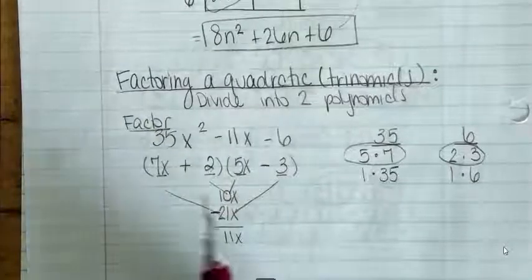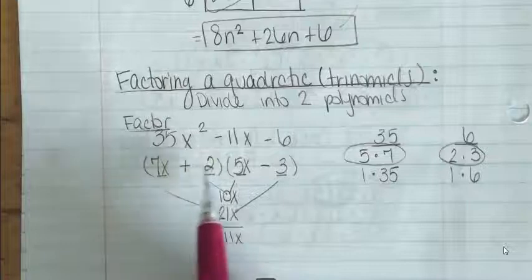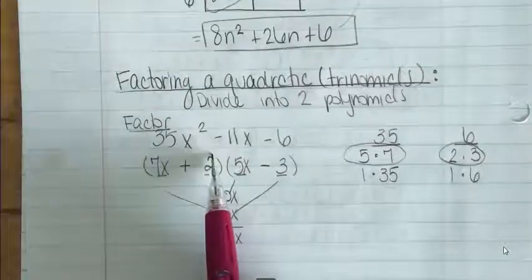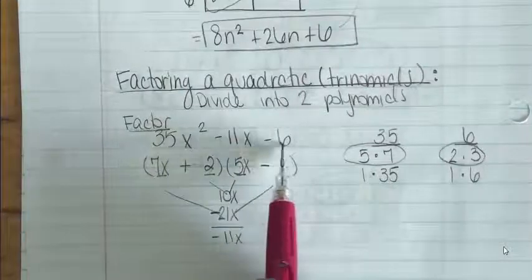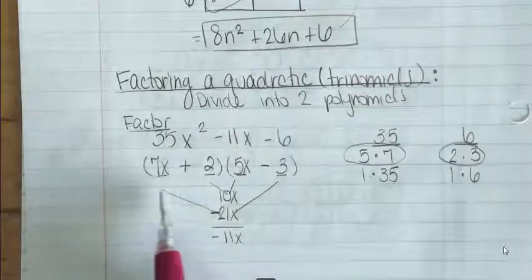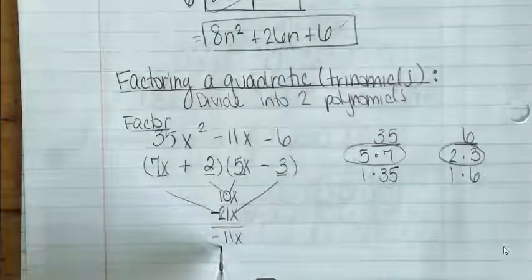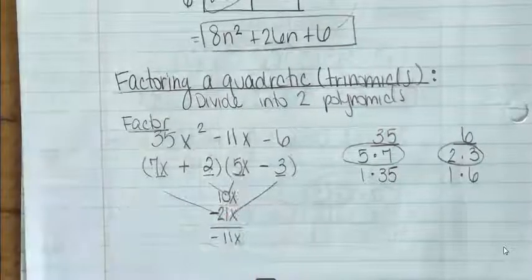So now you can go through and double check everything. First terms multiply, I get 35x squared. Last terms multiply, I get negative 6. And as we've already shown, my inners are giving me 10x. My outers are giving me negative 21x. And that gives me a total of negative 11x for my middle term.